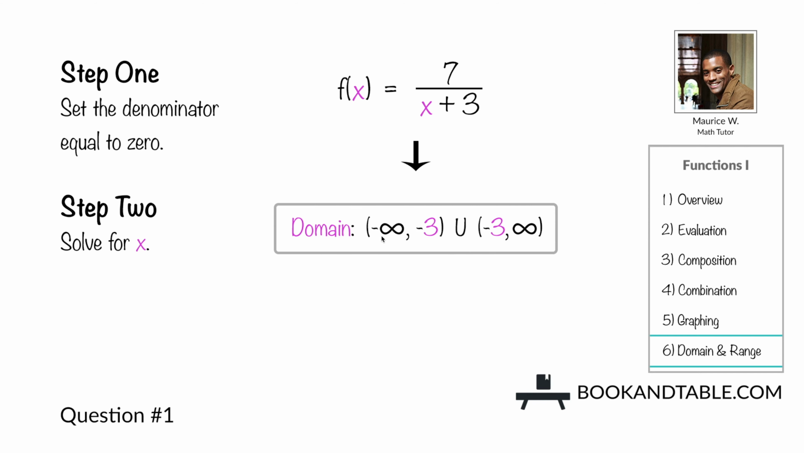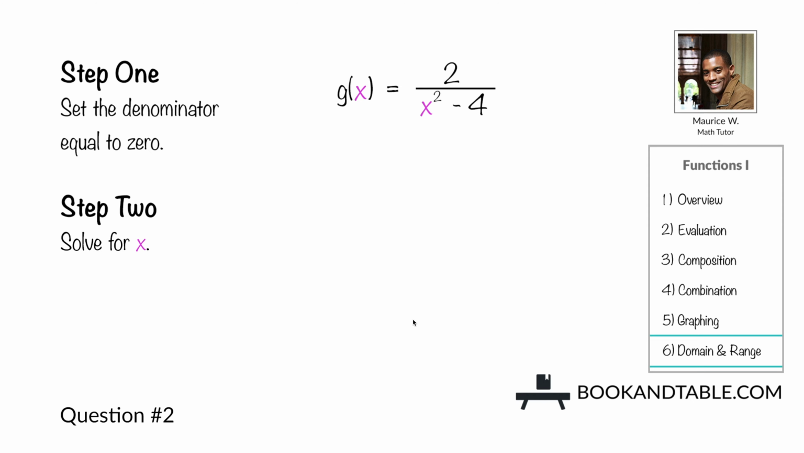The first interval is from negative infinity to negative 3, parentheses around both, a u in between, and then the second interval, negative 3 to positive infinity, and this represents all real numbers except for negative 3. So that is the answer to question number 1. Let's now have a look at question number 2.